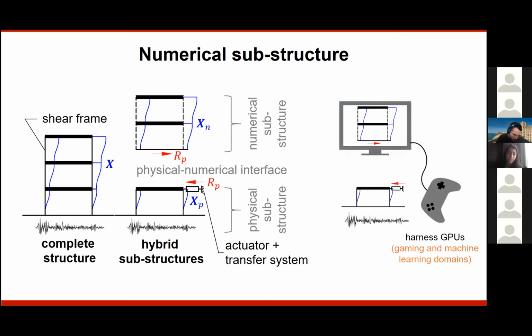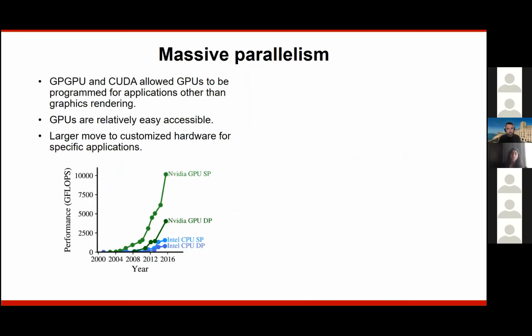And so one of the ideas that we've had is, well, can we leverage what's been happening in the gaming and machine learning domains in terms of graphics processors to speed up the computational part of the simulation? And so it's really a focus on the numerical portion. I want to make that clear, not so much on the controls portion like what we saw in the previous presentation. And so why you might want to do this is because there's been a pretty large increase in the performance of GPUs since about the early 2000s.